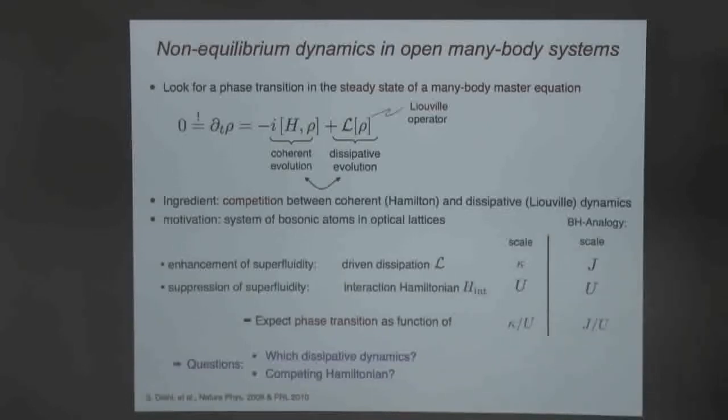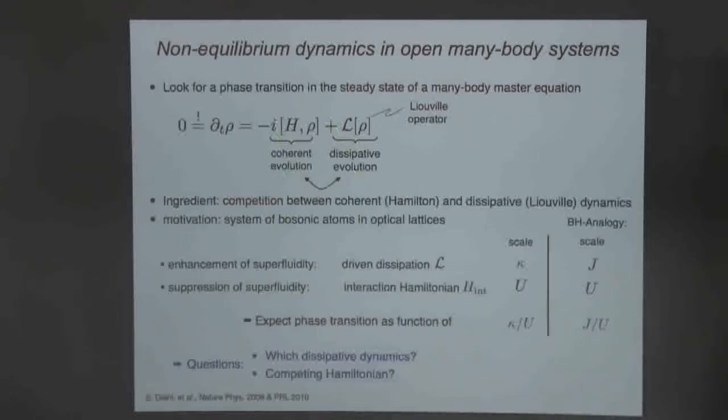So here in this open system context, the idea is similar. We can ask the question, can we engineer some dissipative processes that drive our system to an ordered state, which, for instance, enhances the phenomenon of superfluidity, and then add an interaction Hamiltonian, which corresponds to coherent evolution that is incompatible with the tendency of the dissipation to create order in the system. And then we can ask whether one might observe in a many-body system a phase transition as a function of the relative strength of these two tendencies.